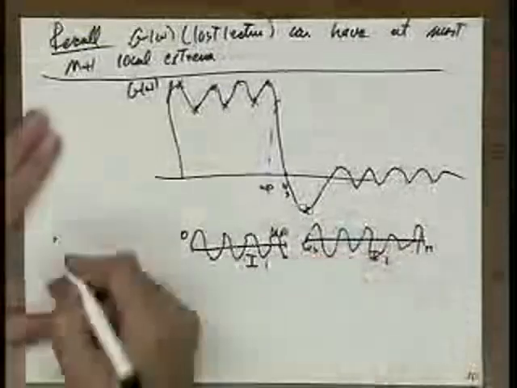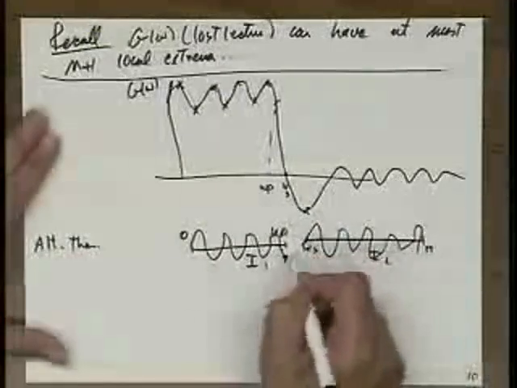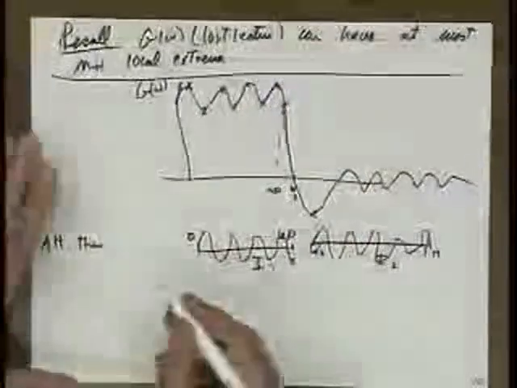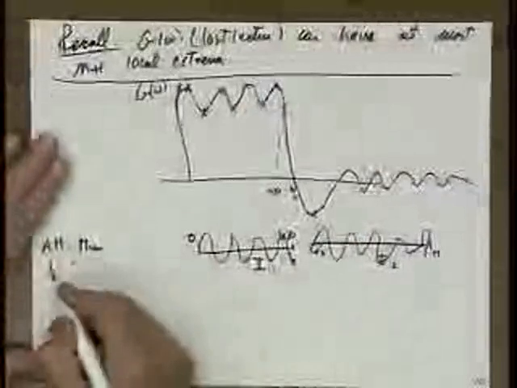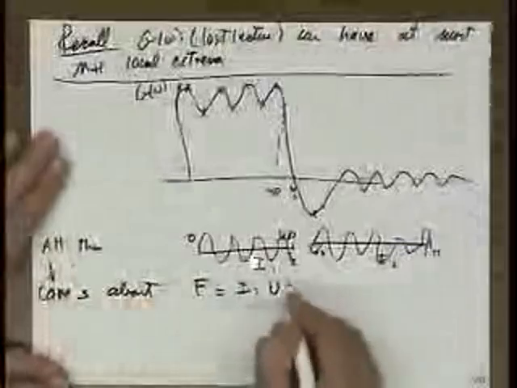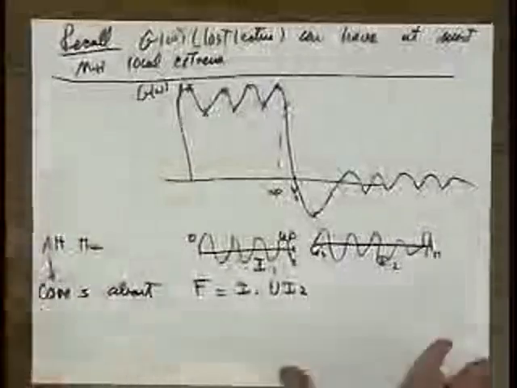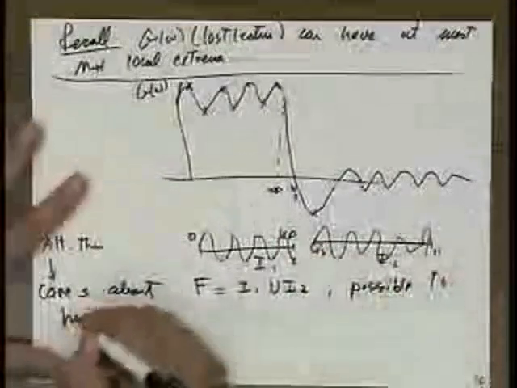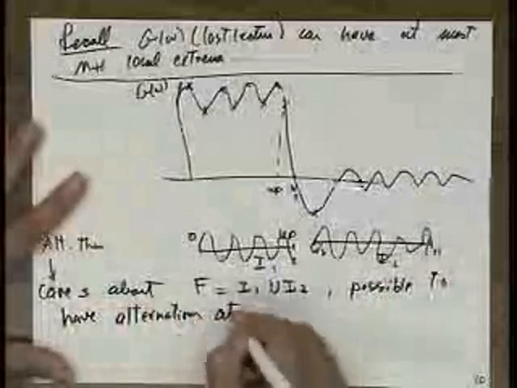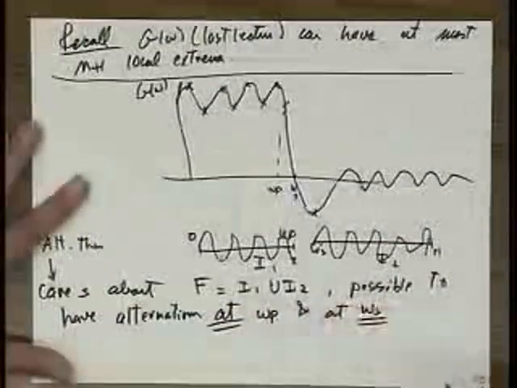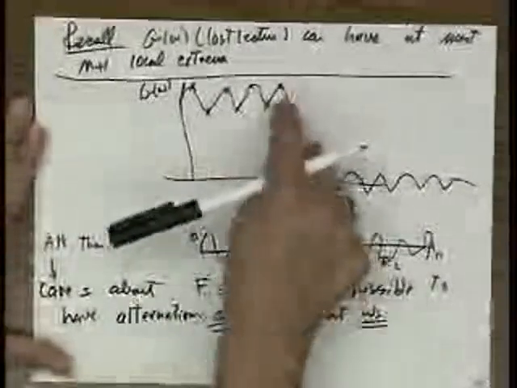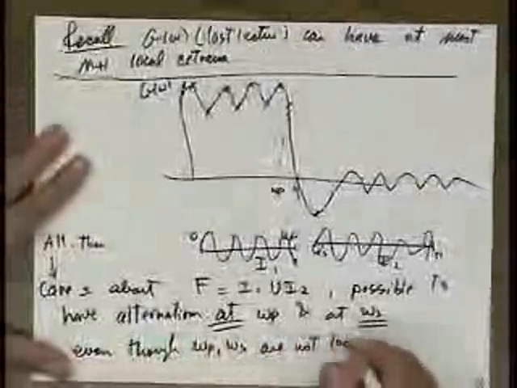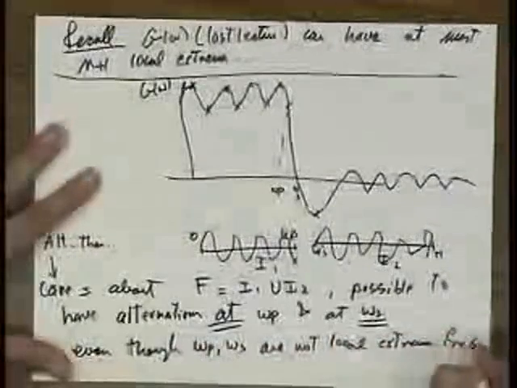So it's possible that in the alternation theorem, omega p and omega s could be alternation frequencies, even though they're not local extrema here. Because the alternation theorem cares about F, which is the union of I1 and I2, it's possible, I'm not saying it does happen, but it's possible to have alternations at omega p and at omega s, even though omega p and omega s might not be the local extrema of G of omega. Okay?